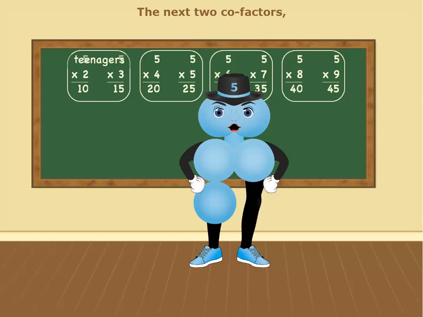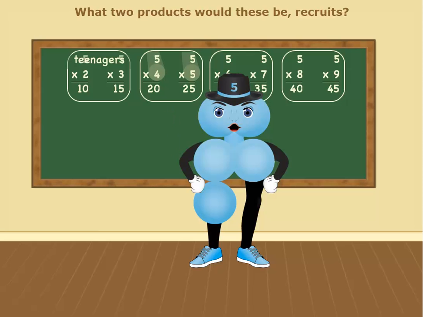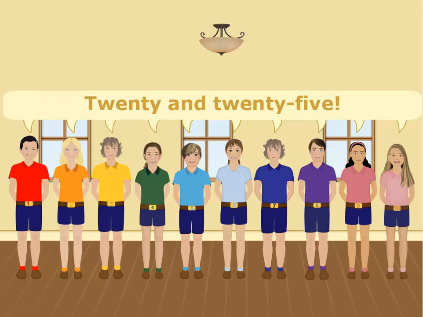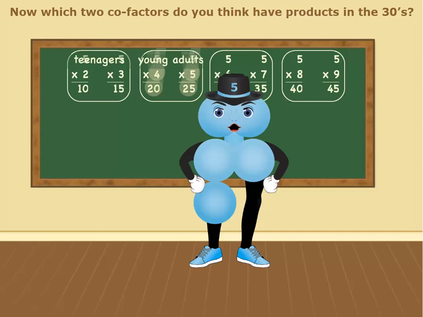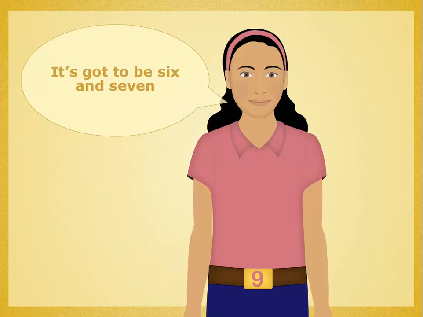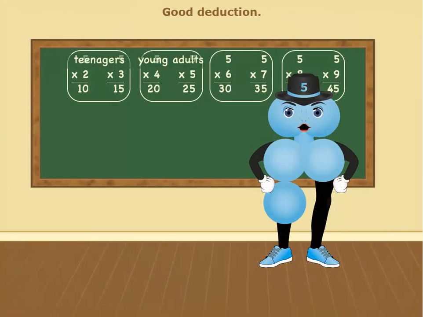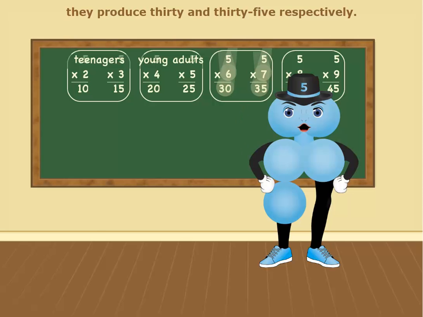The next two cofactors, 4 and 5, have products in the 20s decade. What two products would these be, recruits? 20 and 25. Right. Since they're in the 20s, I call them my young adults. Now, which two cofactors do you think have products in the 30s? It's gotta be 6 and 7, as these are the next two numbers. Good deduction. When 6 and 7 are my cofactors, they produce 30 and 35 respectively. So I call these my middle-aged cofactors.